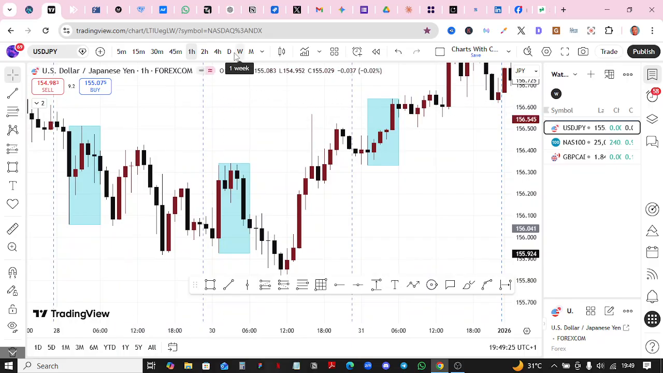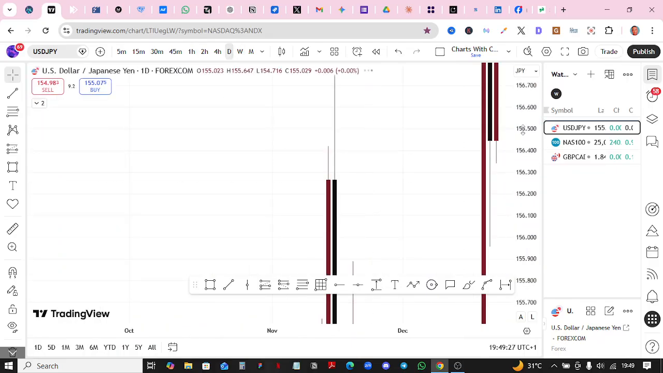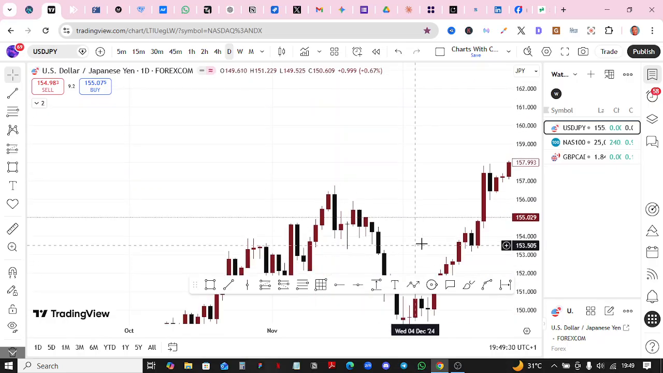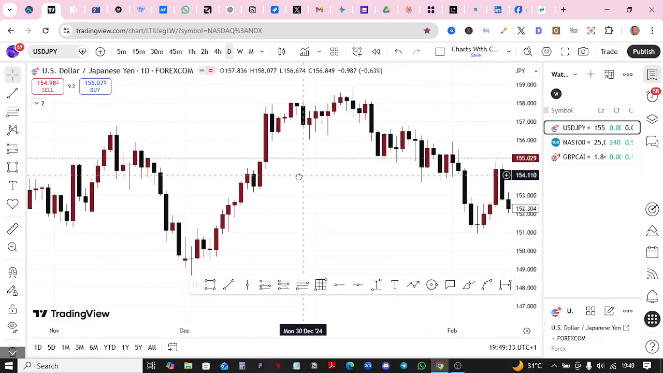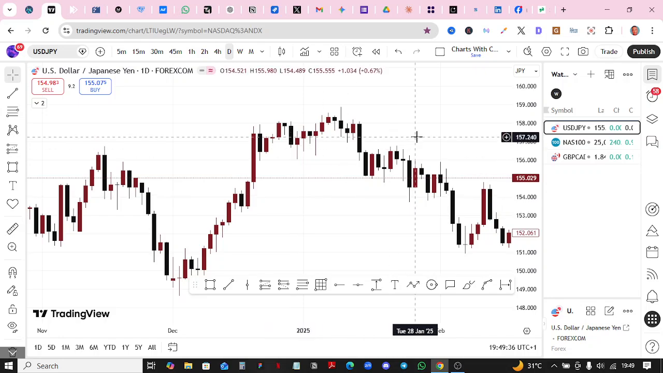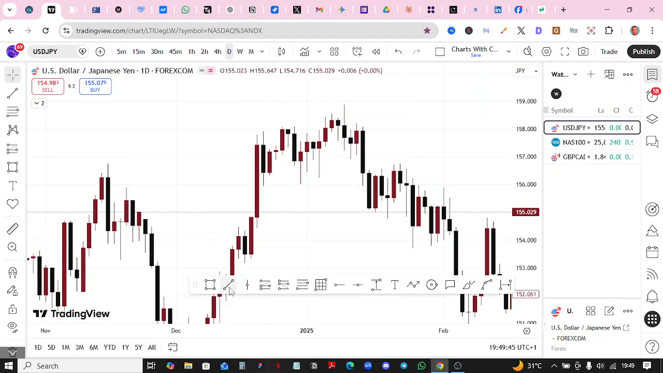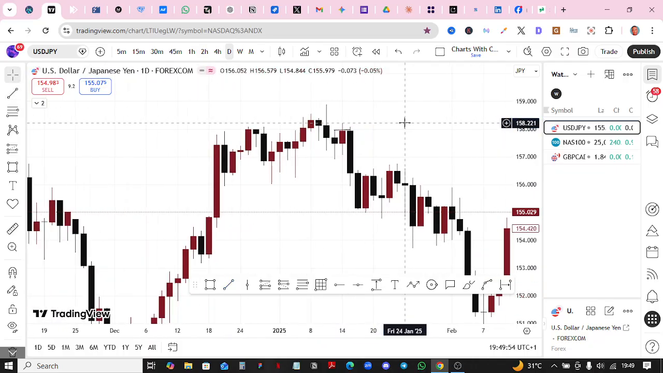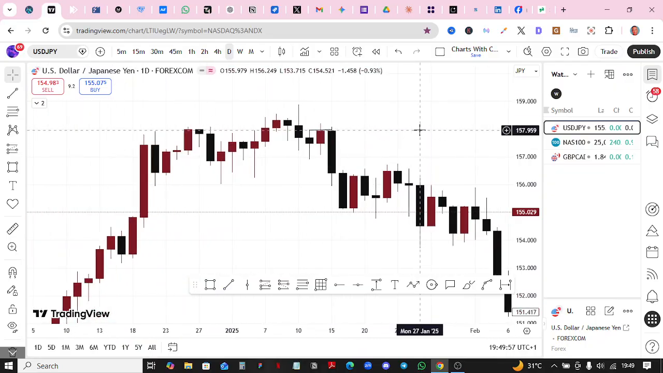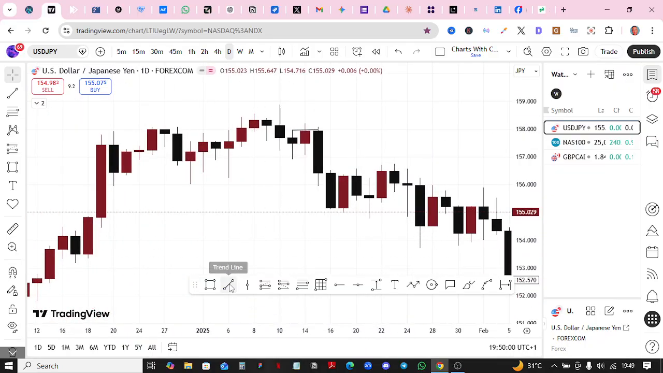Let me look for a bullish to bearish scenario. Okay, look at this. We had this sweep here. Price swept this high. Price swept that high as a buy side liquidity. Where will be our next target? This low. This low will be our next target.